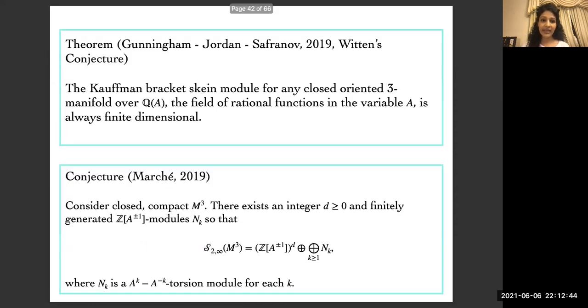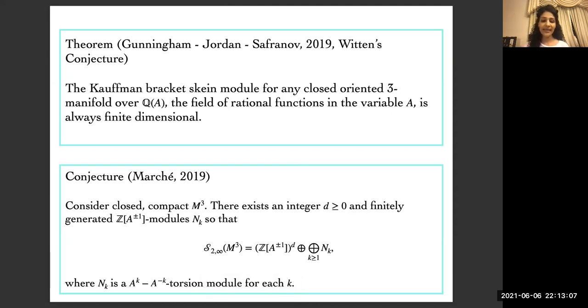And in fact, this was proven in the year 2019 by Gunningham, Jordan, and Safronov, and they resolved this conjecture in the affirmative. And so the KBSM for any closed oriented 3-manifold over the field of rational functions is always finite dimensional. However, this result doesn't hold for the ring of Laurent polynomials.